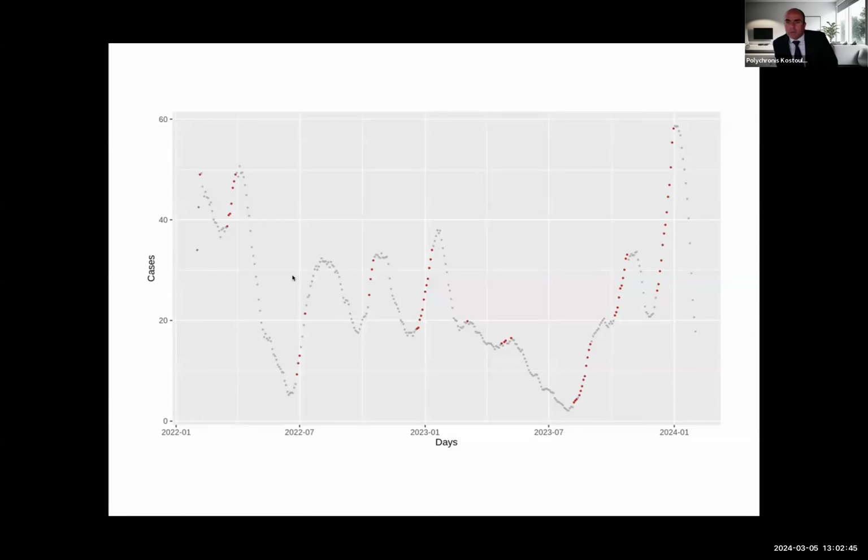So this is from the recent application in the pulmonary hospital at the University of Thessaly, where you can see with the red dots when an early warning is issued. This is the case of respiratory infections in general. And you can see that we do have for main waves an early warning, and here as well as here.